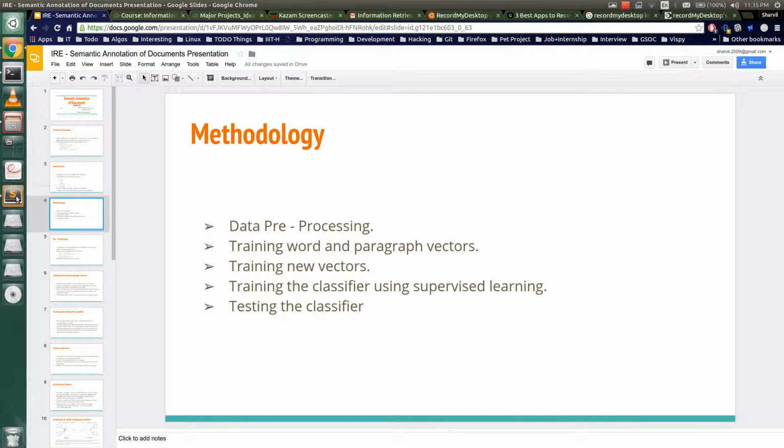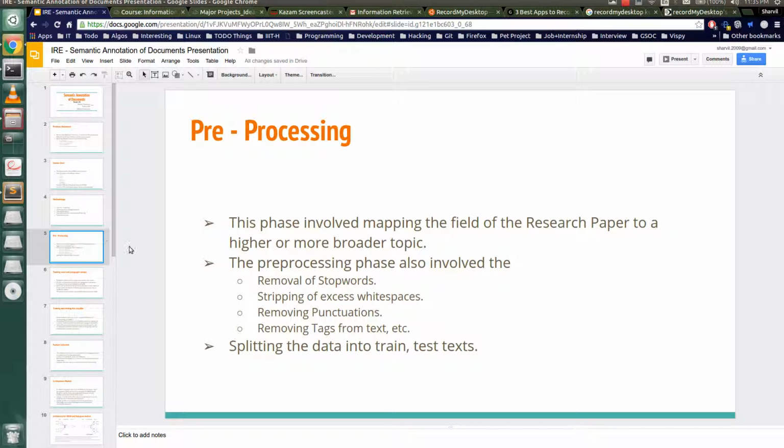So I'll now be going through the methodology that we used. The first thing that we did was we mapped the research paper to a higher or broader topic. In this case, we mapped it to 4 topics, which are artificial intelligence, databases, computer vision, and information retrieval.